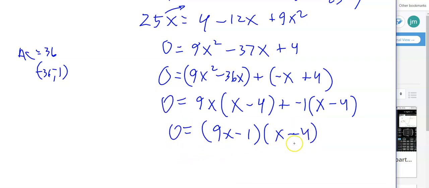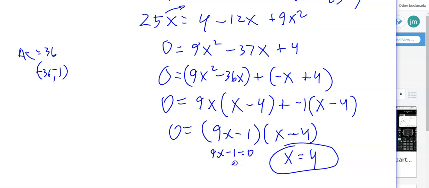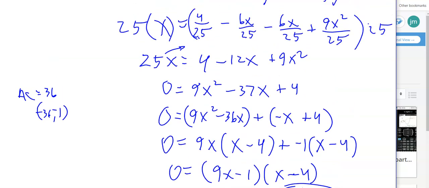So we set each one equal to 0. We get x equals 4. You can do that one in your head. That's one of our solutions. We get 9x minus 1 equals 0. So 9x equals positive 1. So x equals 1/9. And because x was underneath a radical, it's a good idea to check your work.